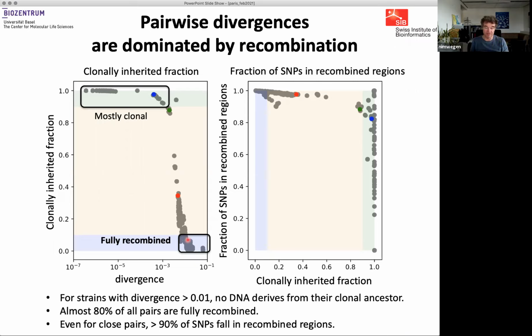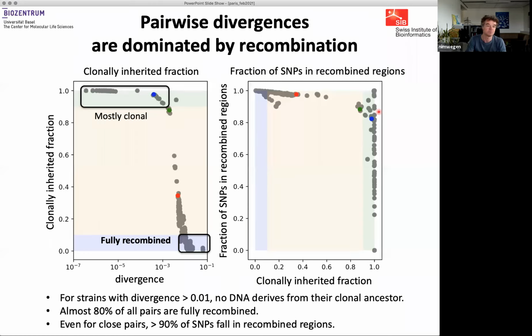Everything has been overwritten by recombination. But even for strains where there is still a substantial fraction of clonally inherited DNA, more than 90% of the SNPs come from these recombined regions. So this pairwise analysis is a first indication that recombination dominates for all but strains that are extremely close. Even for strains where most DNA is clonally inherited, most of the SNPs can come from recombination.